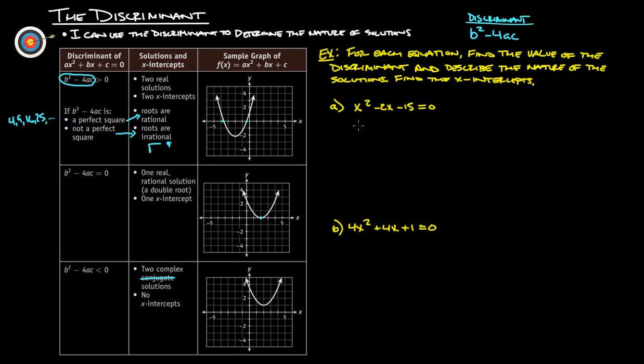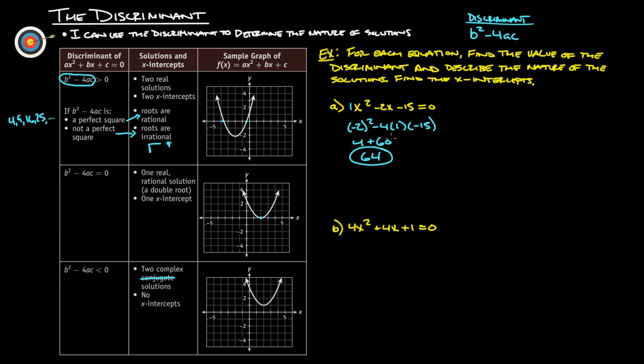Okay, so in this case, we've got b, which is negative 2 squared, minus 4 times a, which is 1, times c, which is negative 15. So negative 2 squared is 4. Negative times a positive times a negative is a positive. 4 times 1 is 4, times 15 is what, 60? So we get 64 is our discriminant.